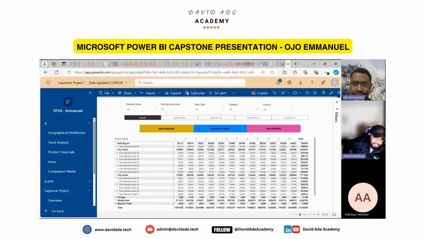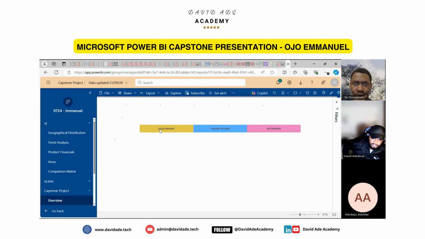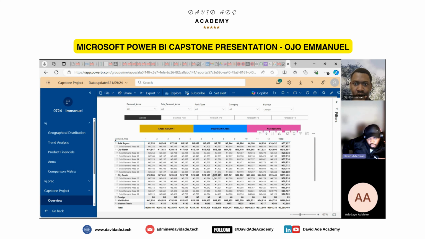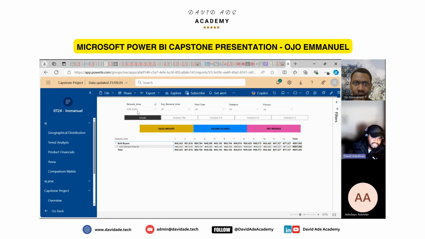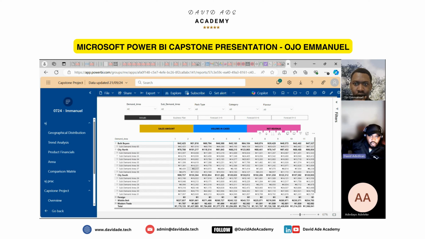So go to sales amount. Now go to net revenue. The only thing changing is the table. So how do I know what I'm looking at? Do you understand? Even though I like the color combination, we're losing something there because now I don't know what page I'm looking at. How could we have addressed that?